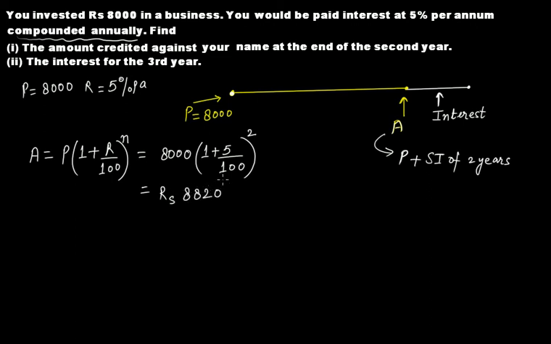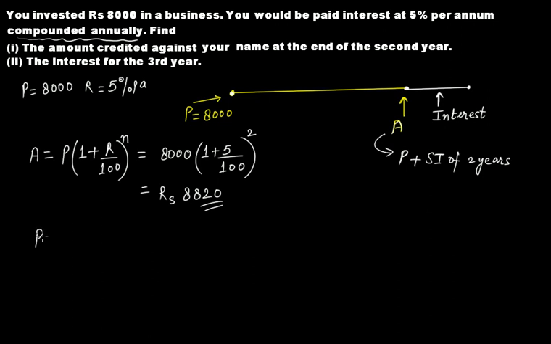So if you calculate this, you'll get rupees 8,820. So at the end of the second year, the amount that will be credited against your name because of this rate of interest will be 8,820. So at the end of second year, you'll get 8,820. That includes the interest of these 2 periods. Now you have to tell not the final amount at the end of third year, but just the interest. What interest you will get for this third period. That's simple.